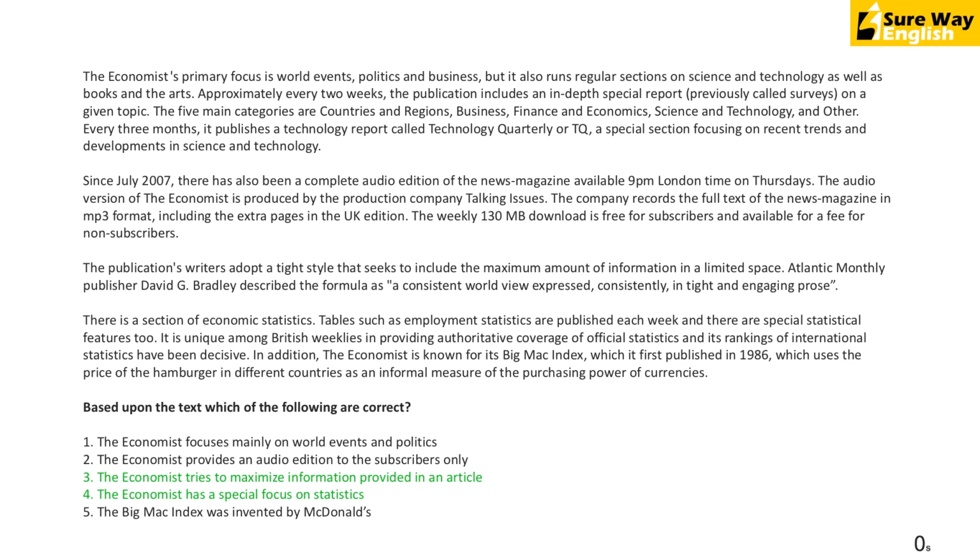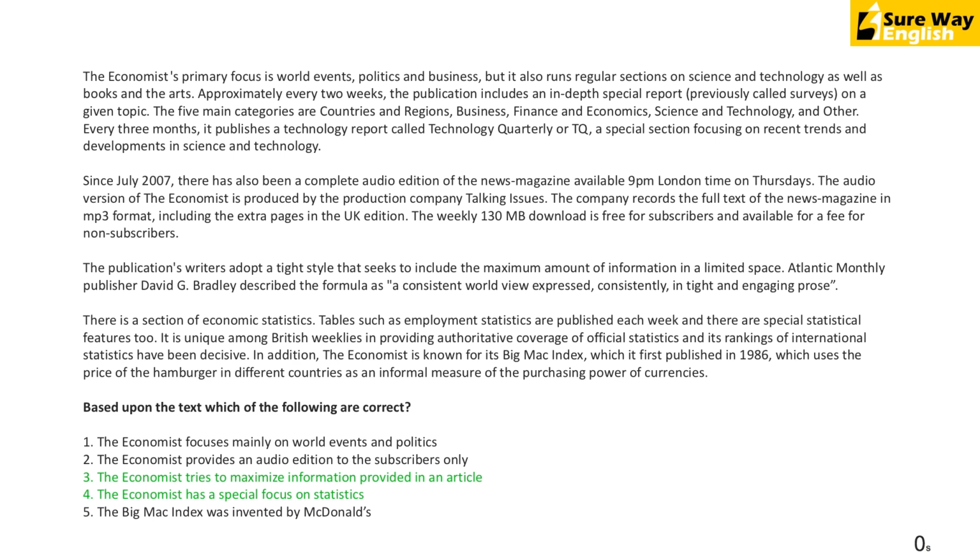So that means it has a special focus on statistics. The last option, the Big Mac Index was invented by McDonald's. Now, the last paragraph says that the Economist is known for its Big Mac Index. So, the Economist invented the Big Mac Index, not McDonald's. So it's a wrong option. Okay. So the correct choices are 3 and 4. Please compare your responses with this. Which ones did you get right and which ones did you get wrong? And hopefully, if you got something wrong, now you know why it was a wrong option.